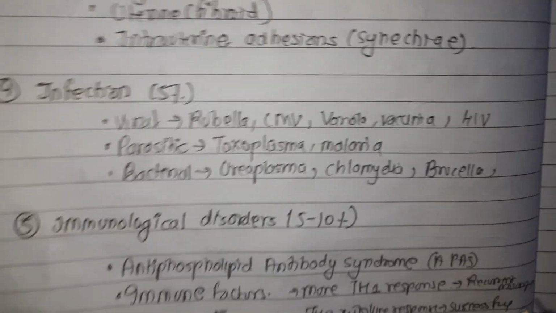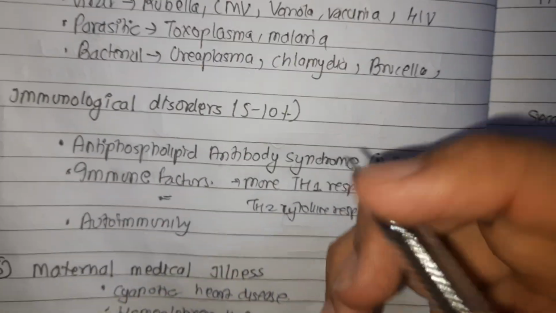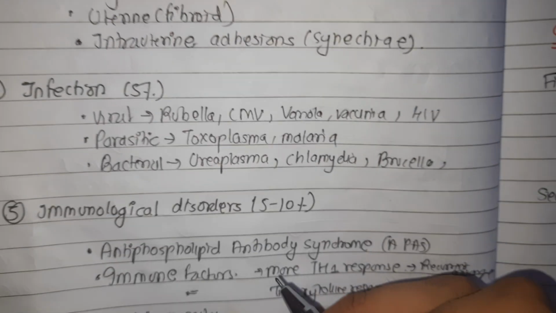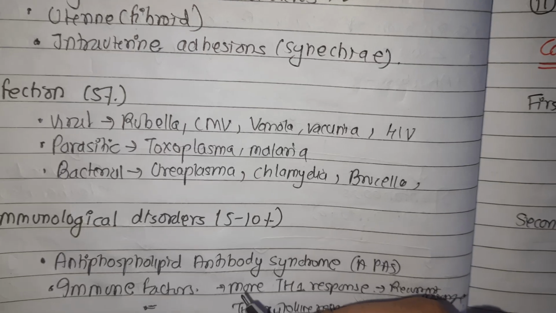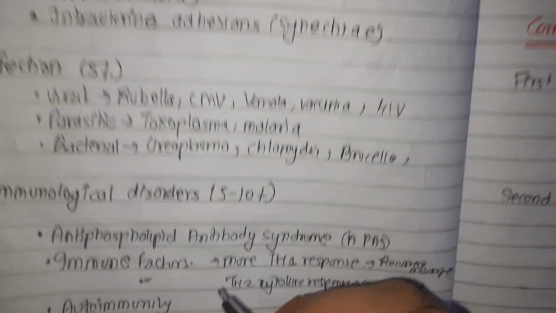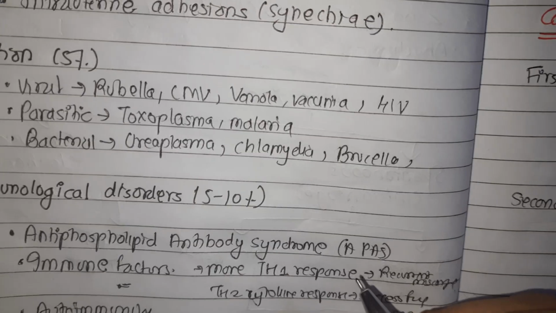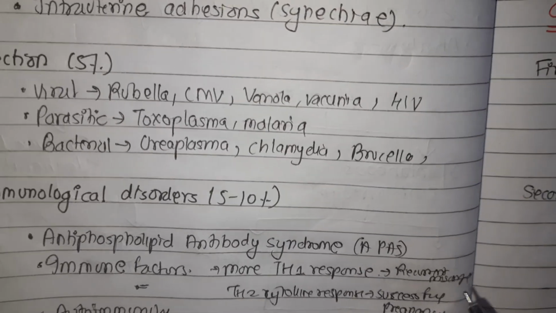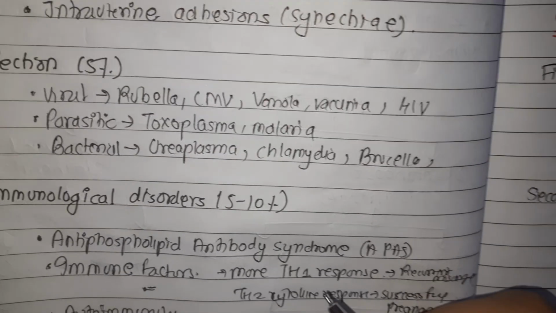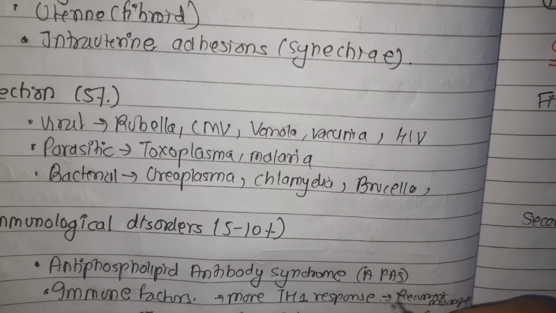And about the immunological causes, immunological disorders constitute 5 to 10% of the cases, and the antiphospholipid antibody syndrome, APAS or APLA syndrome, is due to the presence of antiphospholipid antibodies.